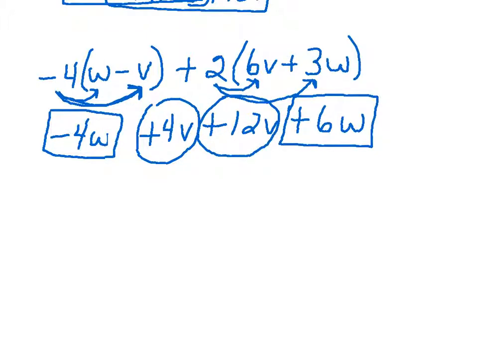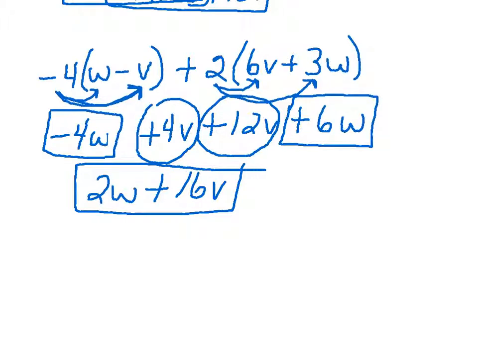Negative 4 plus 6 is 2w. And then our v's, we have a 4v and a 12v, and that's going to be 16v. And again, we can't combine the w's with the v's when we're adding, so we're all set with that.